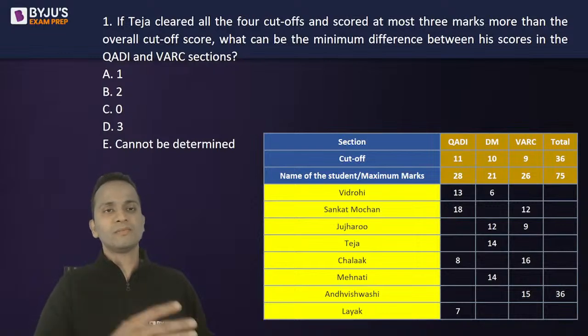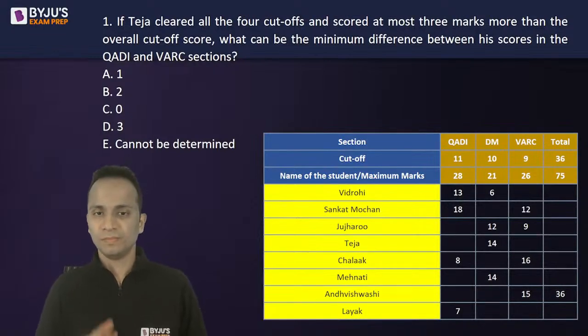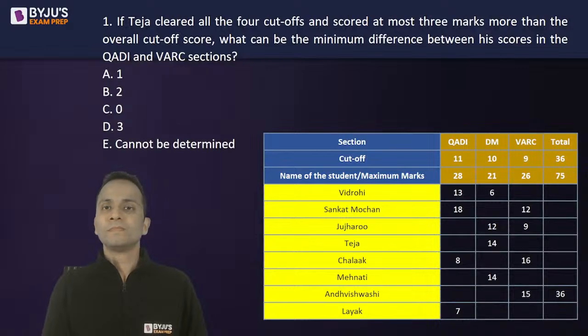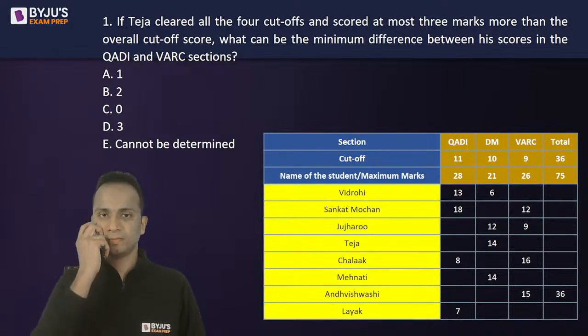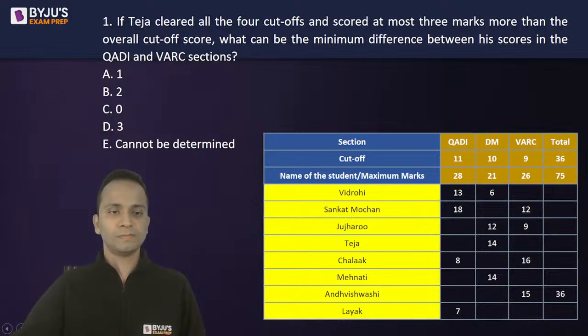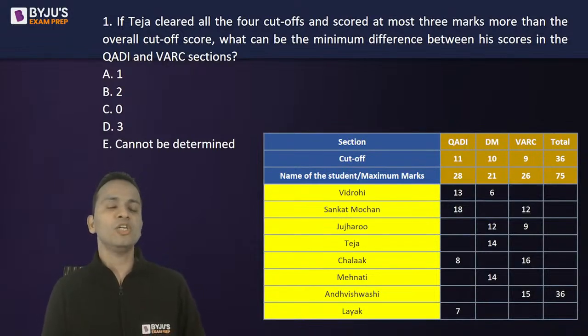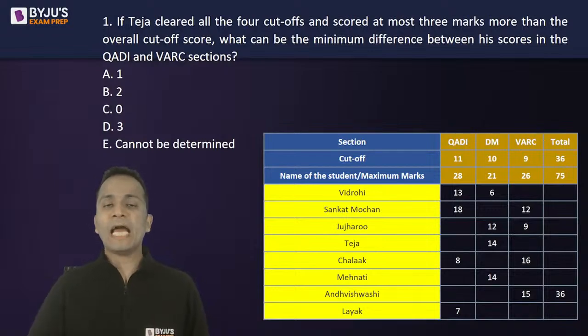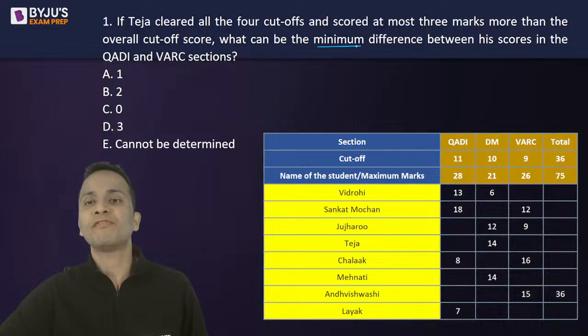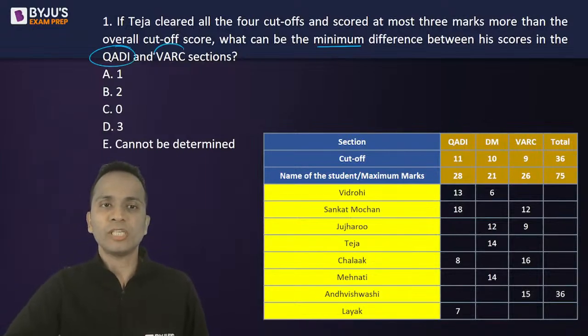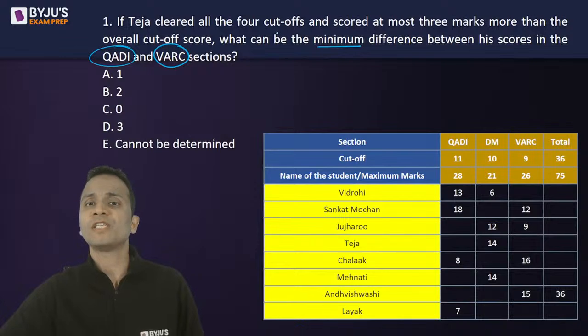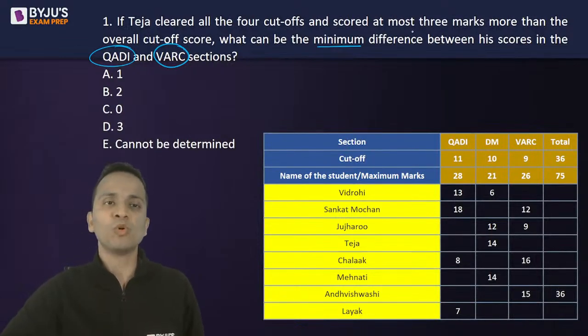Question number one is on your screen now. The question is, if Teja cleared all the four cutoffs and scored at most 3 marks more than the overall cutoff score, what can be the minimum difference between his scores in QADI and VARC sections?